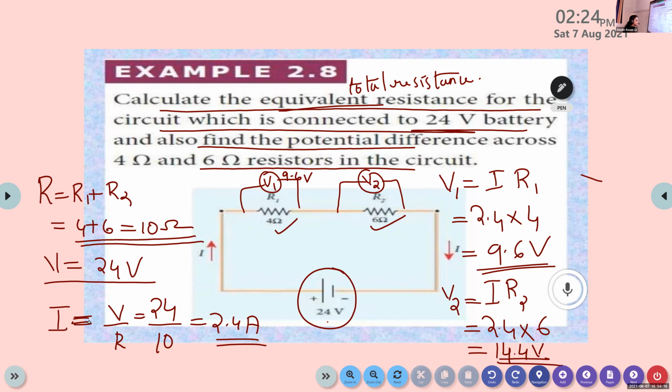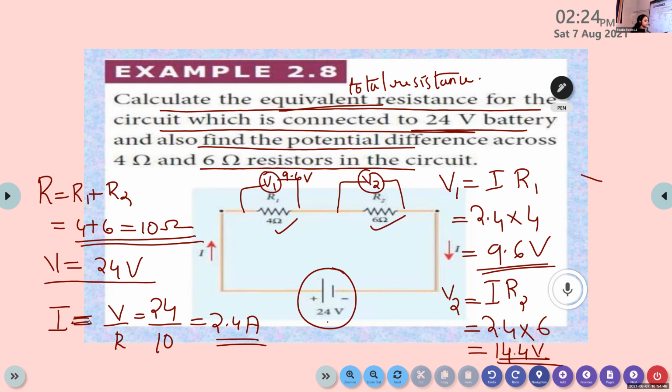Again, it's a series combination. The current flowing through the circuit is the same. The same current 2.4 is flowing through the resistors R1 and R2 respectively. So we can easily calculate the potential difference corresponding to the resistors R1 and R2. V1 is given by IR1, that is equal to 2.4 into 4 equal to 9.6. V2 is equal to 2.4 into 6, that is equal to 14.4.